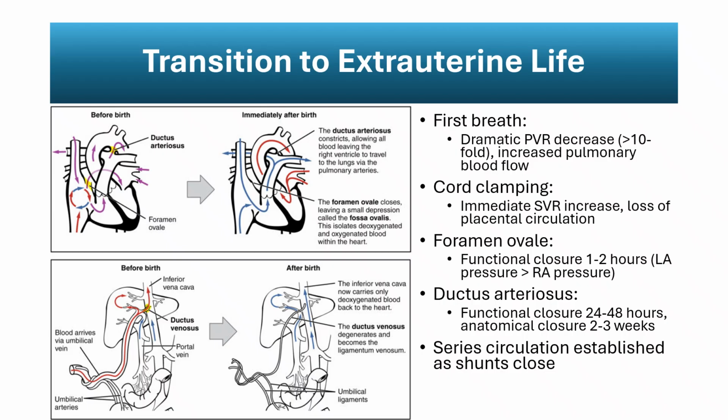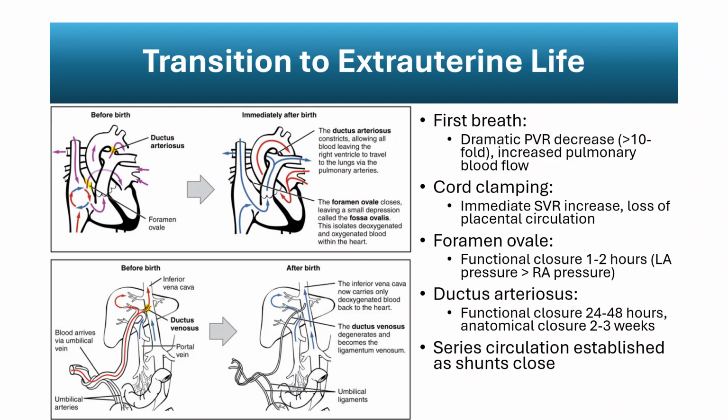At birth, the entire cardiovascular system must reorganize within minutes to support independent life. The most powerful trigger is the first breath. As the lungs inflate, pulmonary vascular resistance falls more than tenfold, and pulmonary blood flow surges. This allows oxygen exchange to finally take place in the alveoli rather than the placenta. Cord clamping removes the low-resistance placental circuit.